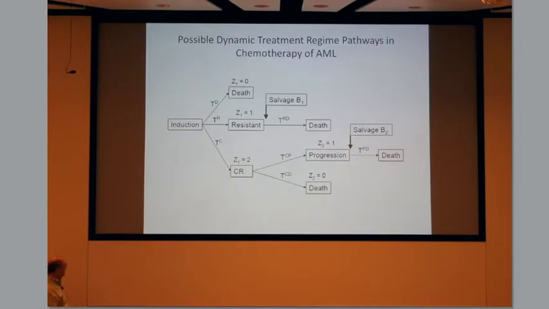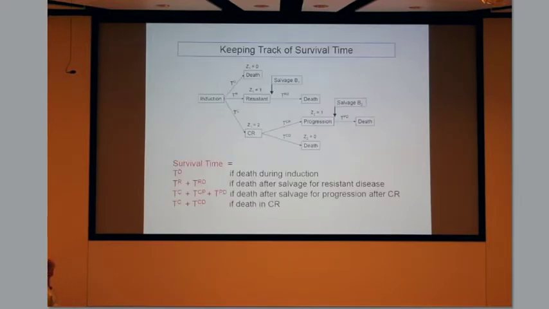So if you parse these out, you notice that there are 4 different paths to death. The first one is death during induction, TD. The second is death after being resistant, and the time to death there is the sum of these two transition times. The time to being declared resistant, and then the time from being declared resistant to death. Then the next one has got 3 summands. The patient achieved CR, the disease progressed, the patient died, so you add the 3 transition times. The fourth one is the lowest path, so that the patient achieved CR and then died.